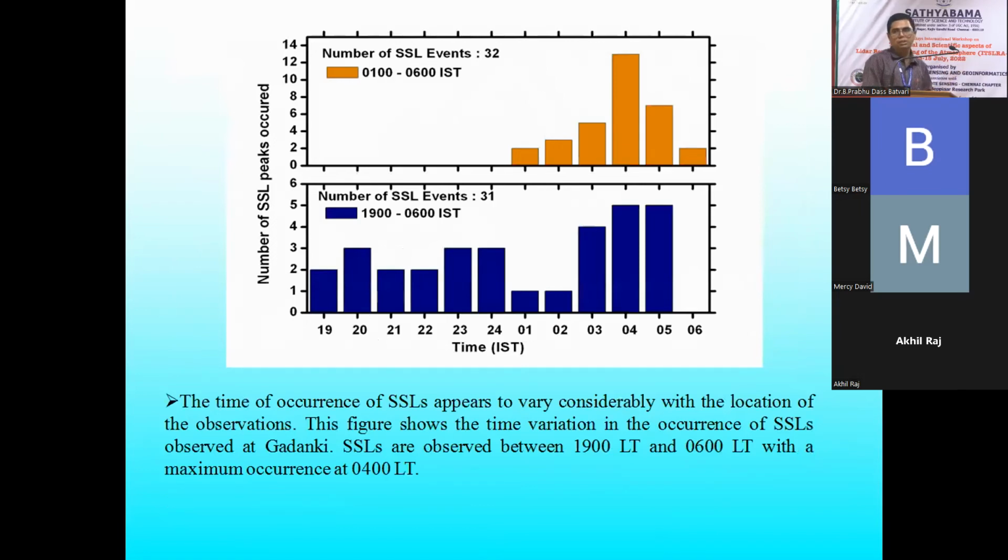And this is the histogram which represents the number of observations. We have divided it into two time periods: 1 o'clock to 6 o'clock, and from night 7 o'clock to morning 6 o'clock, giving two sets of events, 33 events and 31 events. In both cases, the sporadic sodium layers occurred more in the night time, and we clearly observed that during the early hours more SSL peaks are observed than during the remaining time.